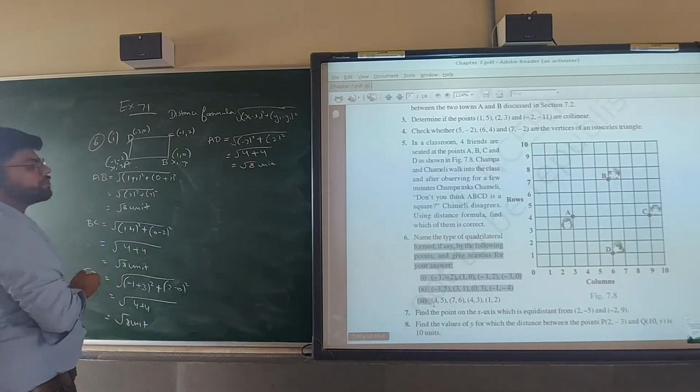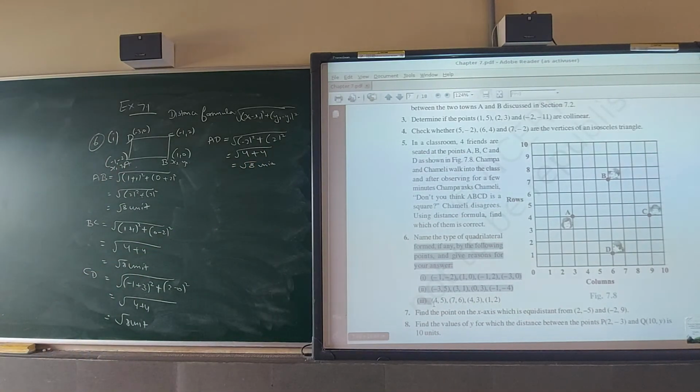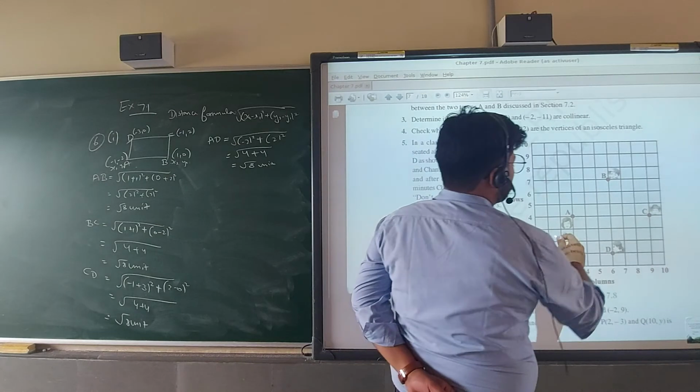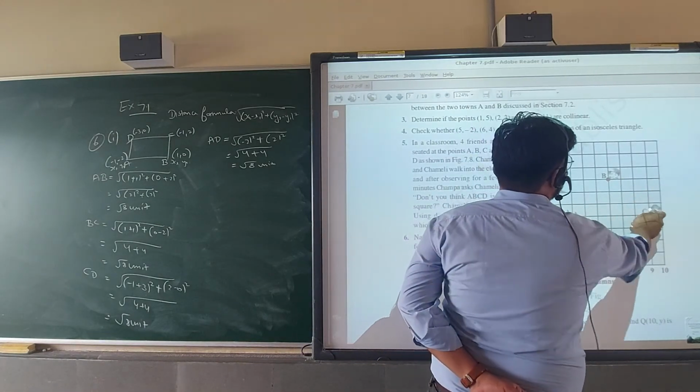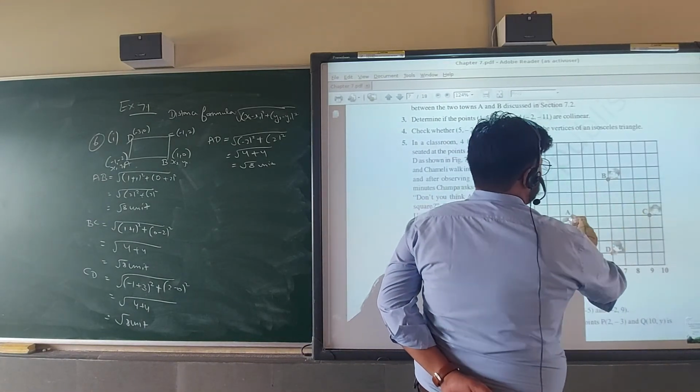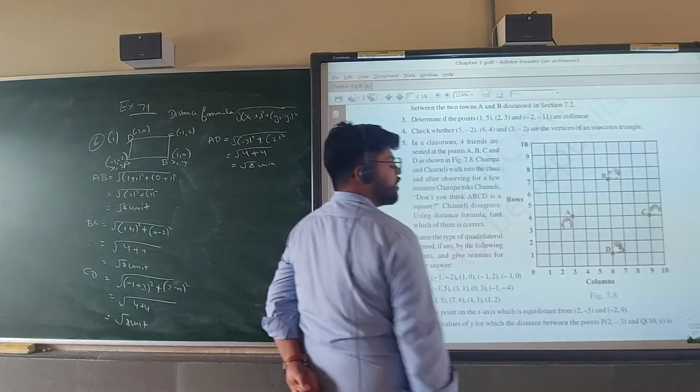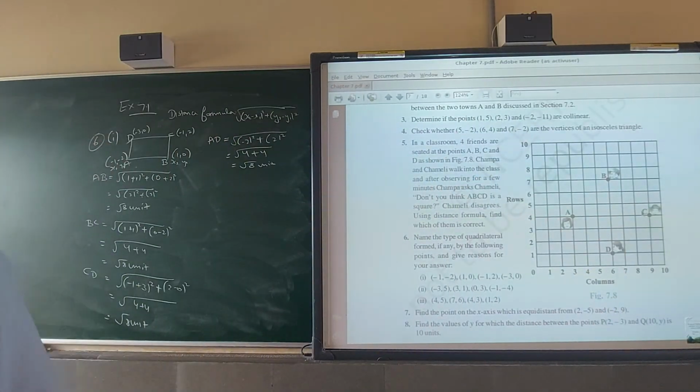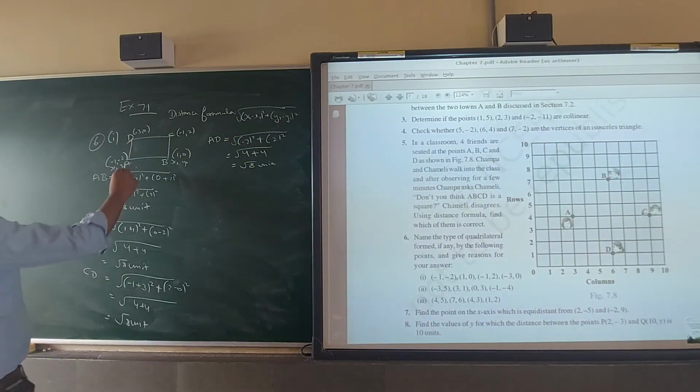Now all the sides are coming equal. One more thing I will tell, in question number 5 also: if you find all the sides, find the diagonals also. This will be the homework part that I forgot to tell. AC and BD also you have to find. Find the distance between AC and BD. If they are also equal, then it will be a square. Here also I will find AC and BD.